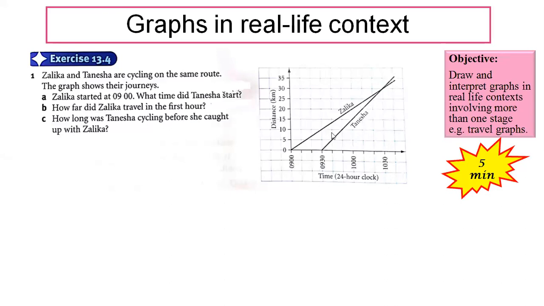She already started cycling at 9:30. They meet each other at 10:30. So for how long did she cycle before they caught up? 1 hour. Yes, excellent.